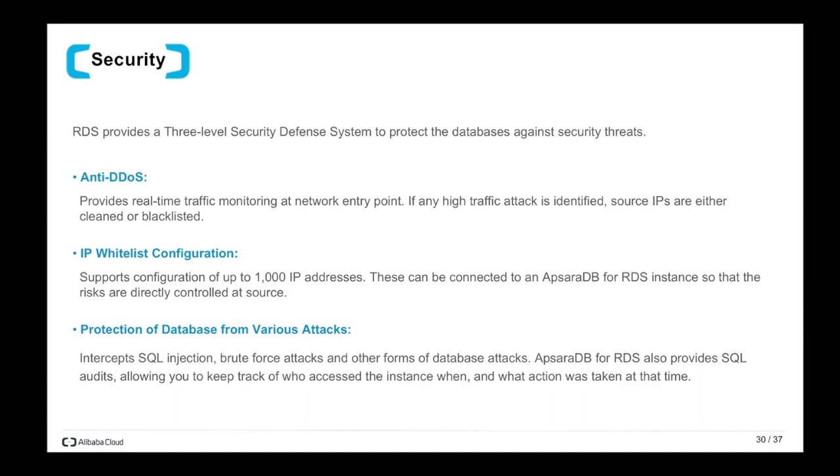Another security feature is IP whitelist configuration. As I talked about before, all the clients which need to access our RDS instance should be added to the IP whitelist. So it will ensure the risks are directly controlled at source. And RDS also provides protection for the database from various attacks like intercepts, SQL injection, brute force attacks, and other forms of database attacks.